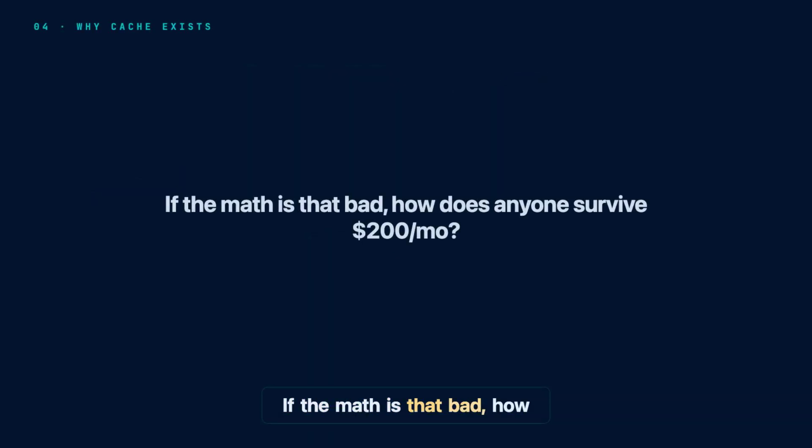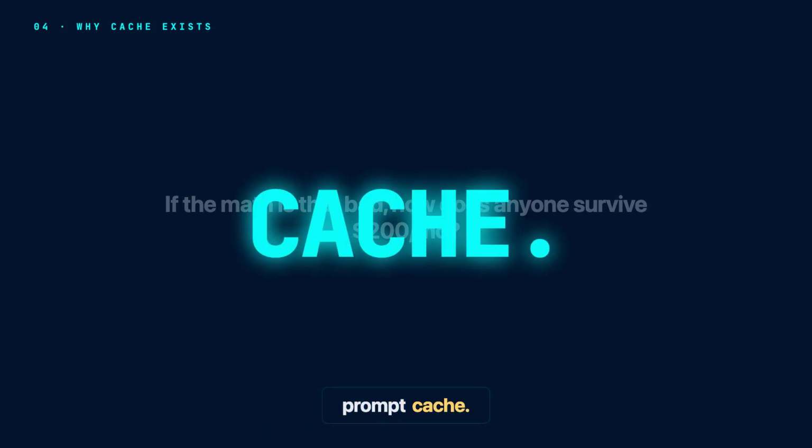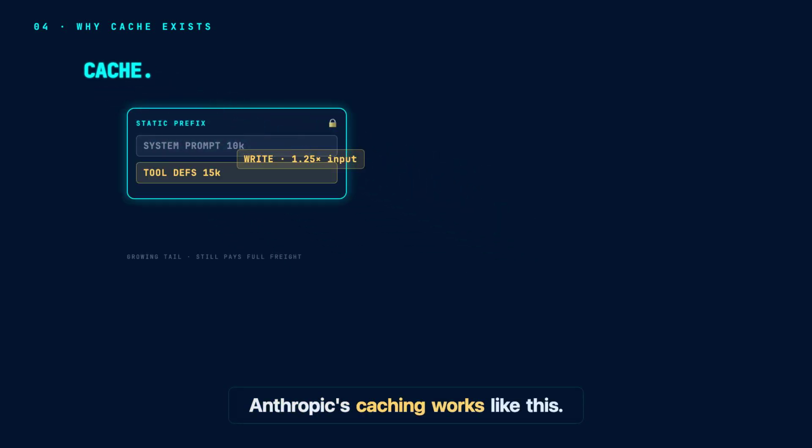If the math is that bad, how does any hosted coding agent survive on a flat $200 plan? One answer: prompt cache. Anthropic's caching works like this.